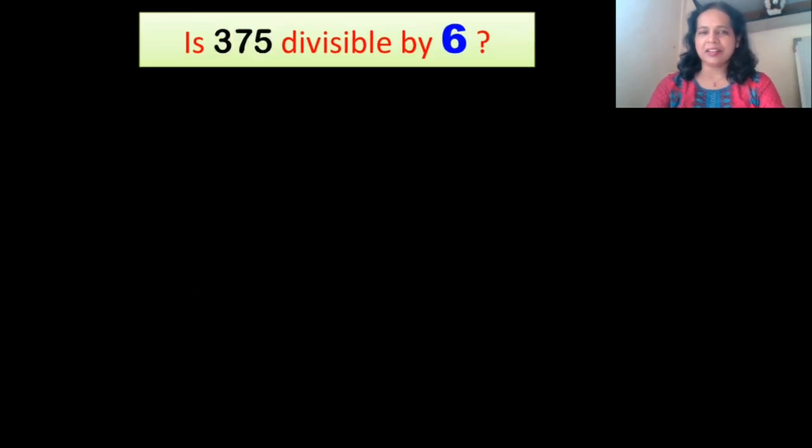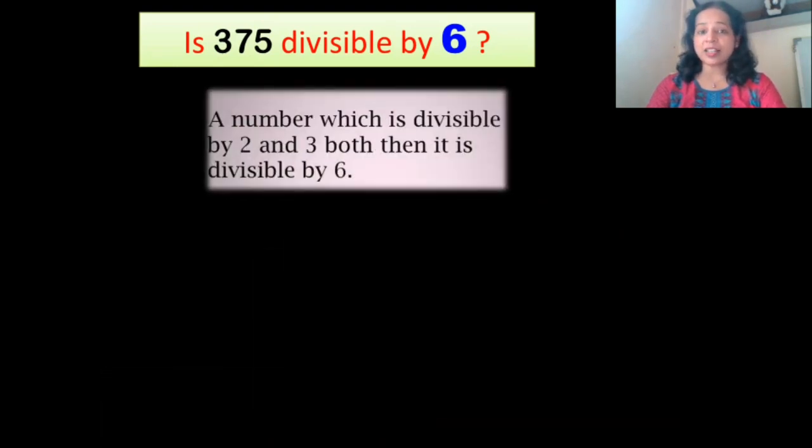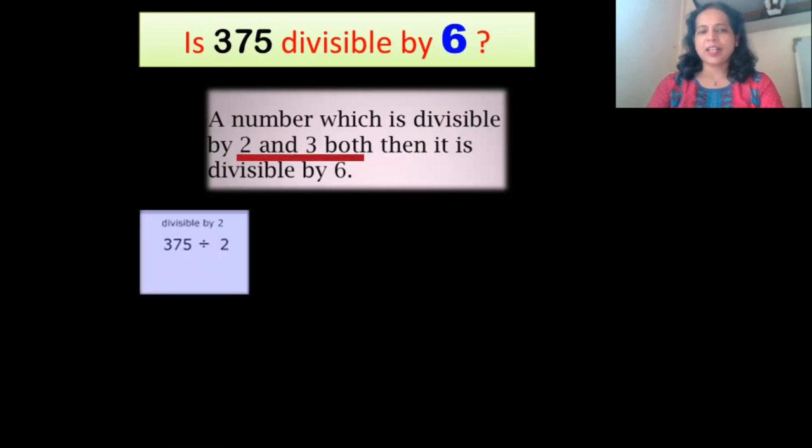Let us move ahead. Example. Is 375 divisible by 6? The divisibility rule says a number which is divisible by 2 and 3 both is divisible by 6. Let us check for 2 first. Is 375 divisible by 2? No, this is not divisible by 2. When it is not divisible by 2, there is no need to check whether it is divisible by 3 or not. But still we'll check.